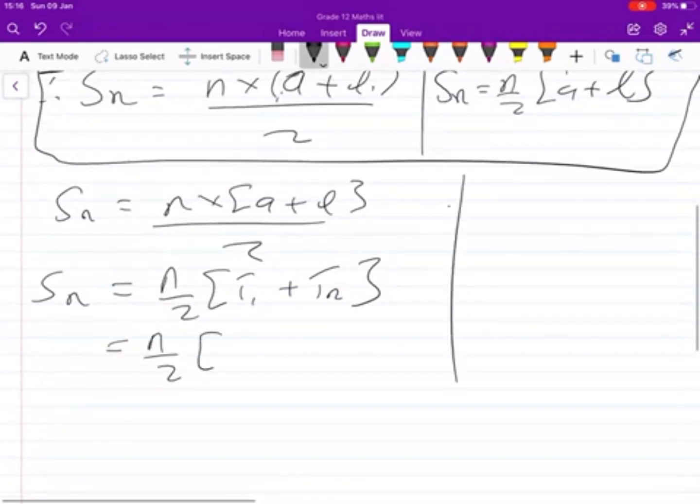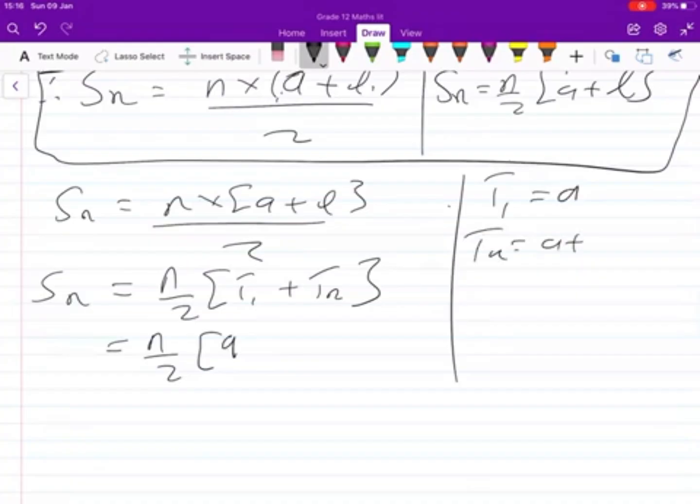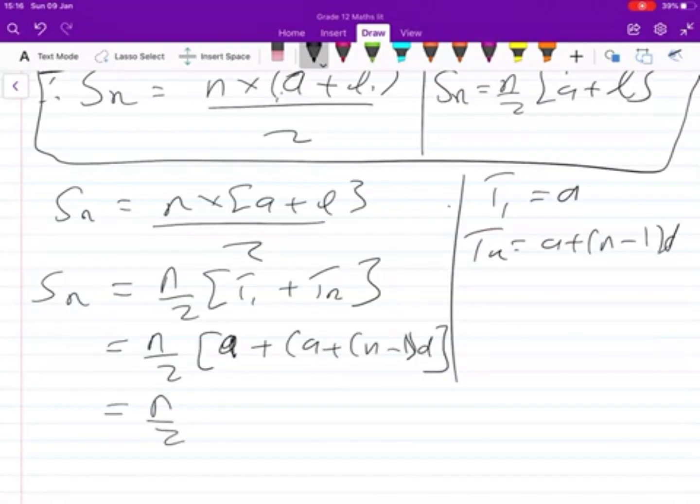Well, from arithmetic sequences, you know that the first term is equal to A, and then you know that Tn equals A plus (n minus 1)D. So this is A plus A plus (n minus 1)D. Okay, so that is n over 2. Notice what we have here: A plus A gives us 2A, and this is plus (n minus 1)D.